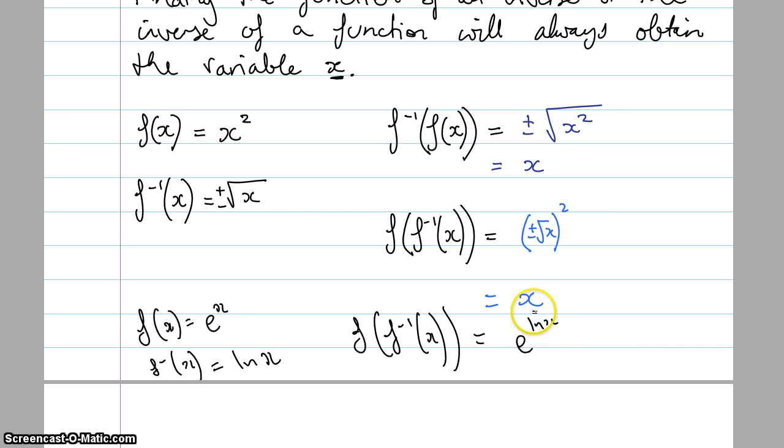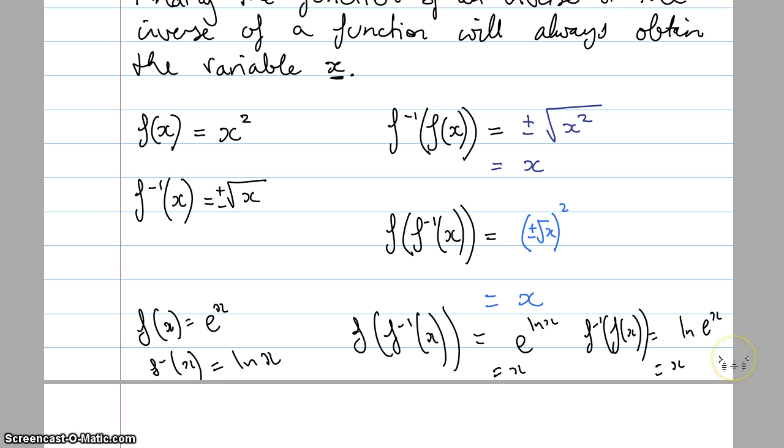Remembering from way back from chapter 2, e to the power of log e just equals x. And also similarly, if I get the inverse of the function, I'll write the function log e of e to the power of x, bring the x down the front, log e of e is just 1, so therefore I get x.